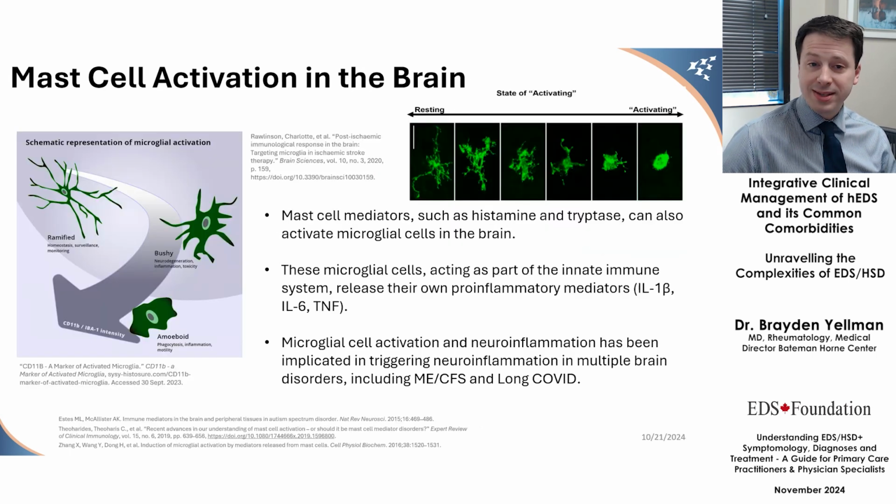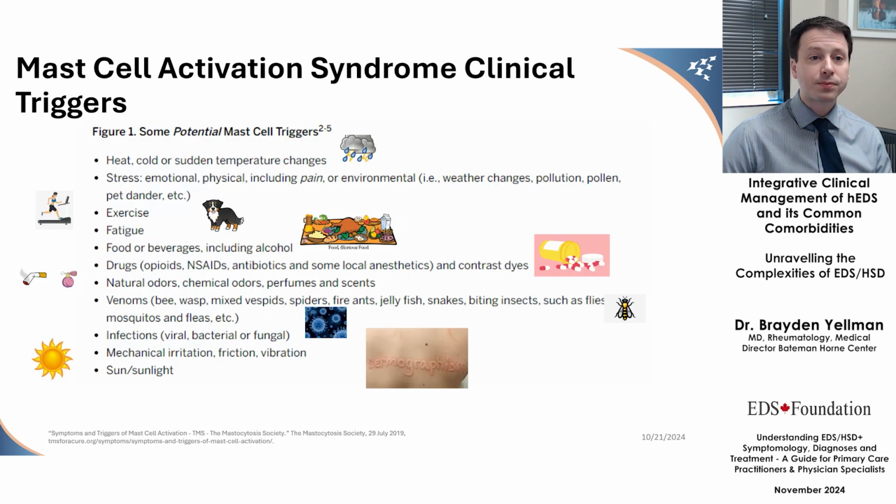The mediators from these activated mast cells, such as histamine and tryptase, can also activate microglial cells in the brain. And of course, these microglial cells, acting as part of the innate immune system, release their own pro-inflammatory mediators in the brain. Microglial cell activation and neuroinflammation has actually been implicated in multiple brain disorders, including the cognitive dysfunction we see in ME/CFS and long COVID, and just the brain fog we see in POTS, in mast cell activation, in other hEDS patients. So what are some of the clinical triggers?